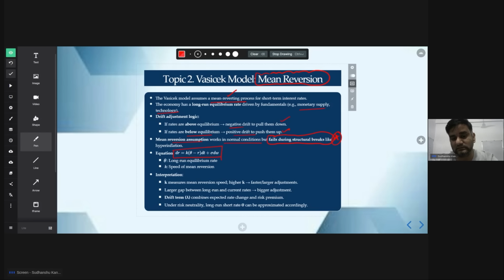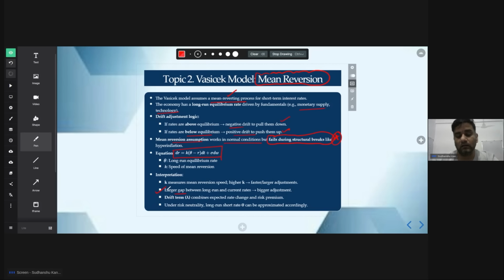There is a K term, which is the speed of reversion. Let's say you have high K. High K means the rate of adjustment back to theta is quite quick. When you have low k, rates wander for longer before returning. Then there is the gap. If there are big differences between r and theta, there is a stronger pullback. So the gap matters.